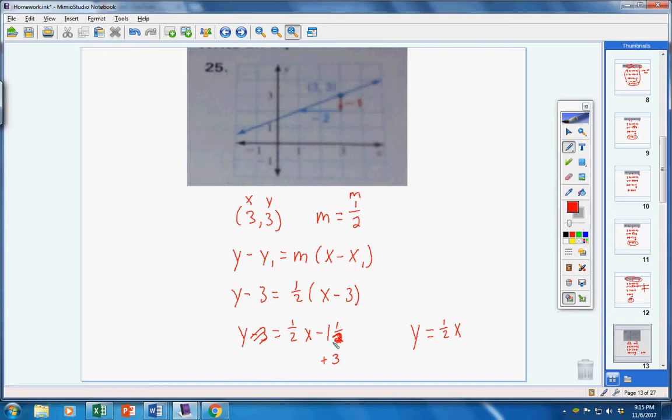Now, 1.5, if you're thinking of money, it's like $1.50. $1.50 you owe. You have 3. You can pay off your debt, and you're left with $1.50. Or, instead of 1.5, if you want to put 3 over 2 like that, that is also acceptable. Okay? Either one of those two answers is fine.